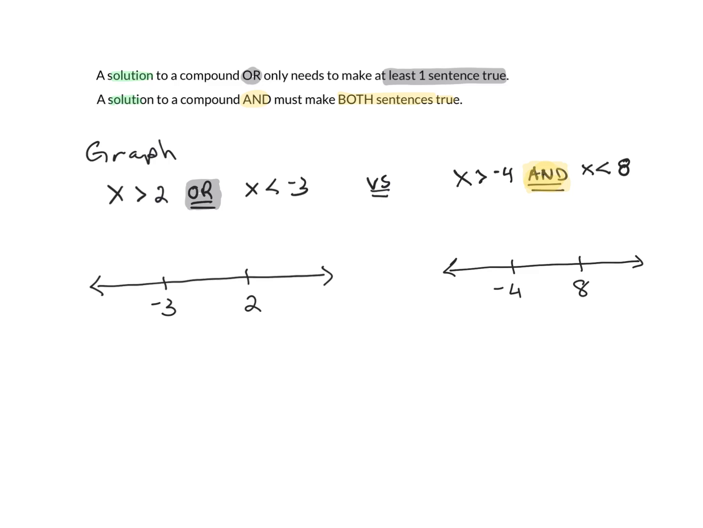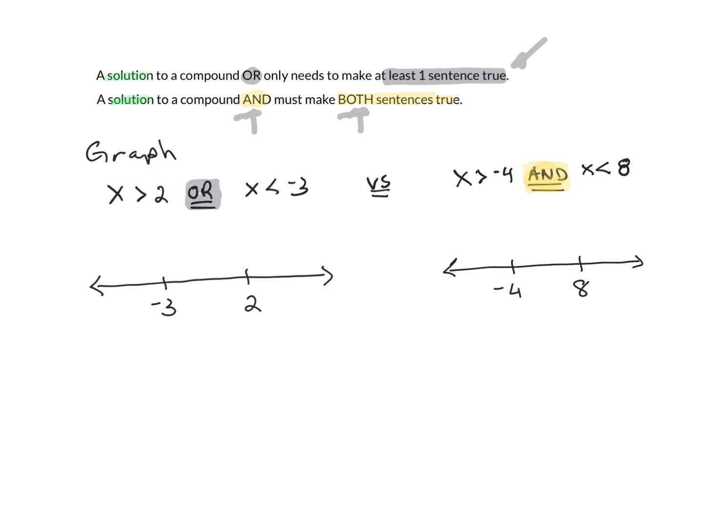Okay, so today we want to go over solutions to a compound OR and then also compare it to a compound AND. So remember, a solution to a compound OR only has to work for one of the equations, so at least one of the equations. However, a solution to a compound AND must work for both sentences. So let's compare.